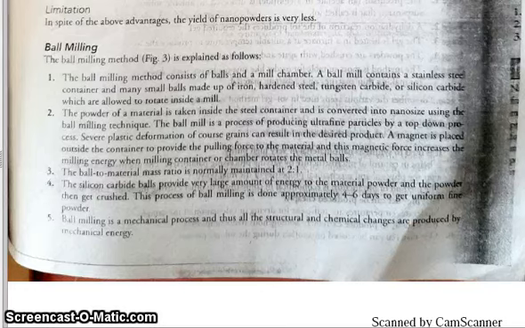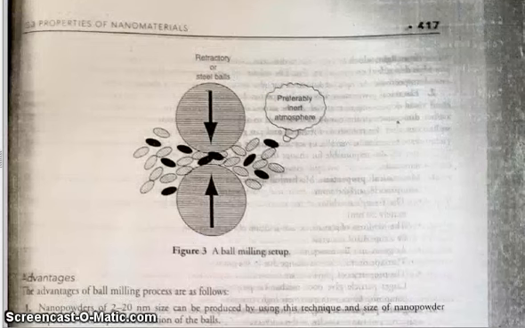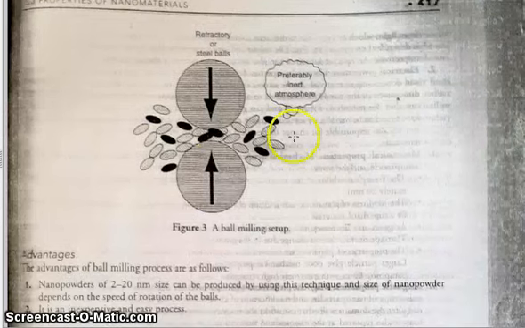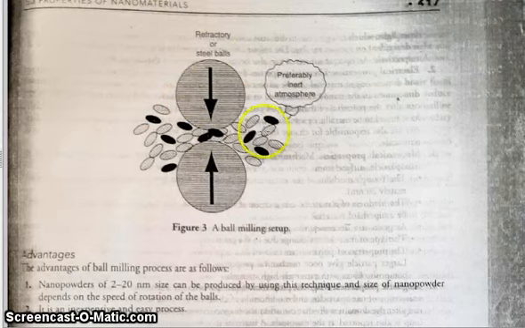This process of ball milling is done for approximately 4 to 6 days to get uniform fine powder. Ball milling is a mechanical process, and thus all the structural and chemical changes are produced by mechanical energy, right? Clear? So this is regarding the ball milling method, the ball milling setup. This is a diagram for the ball milling setup.